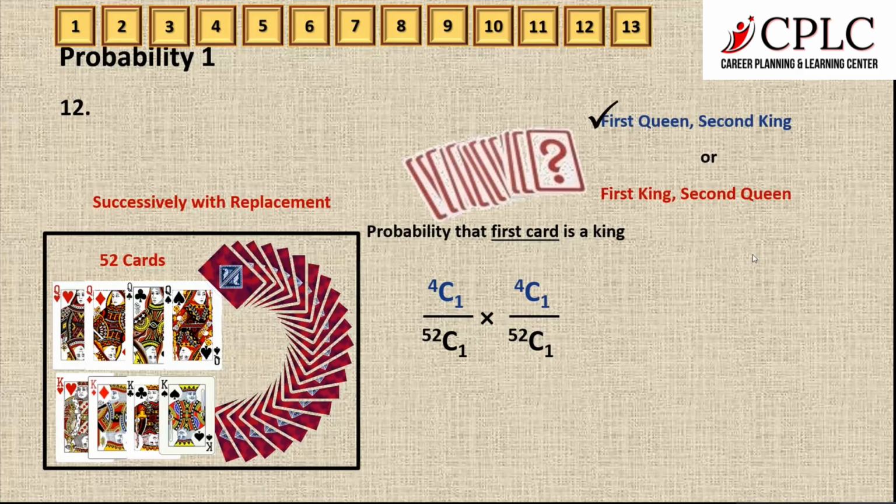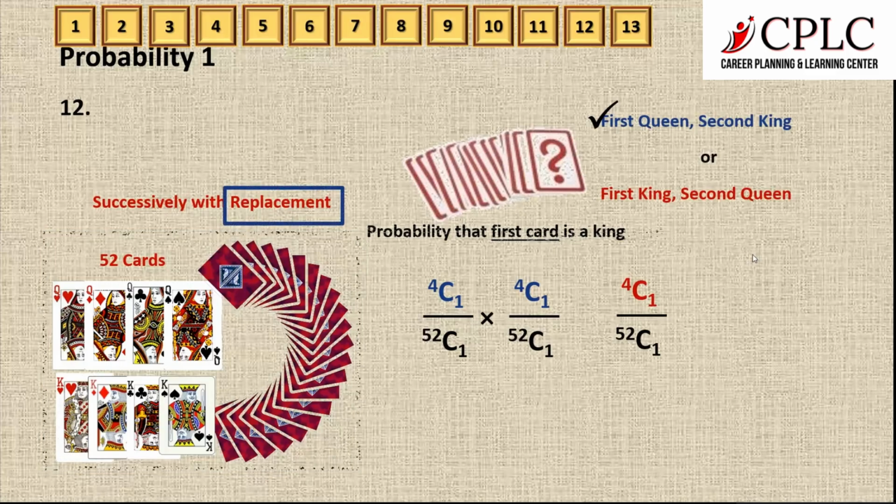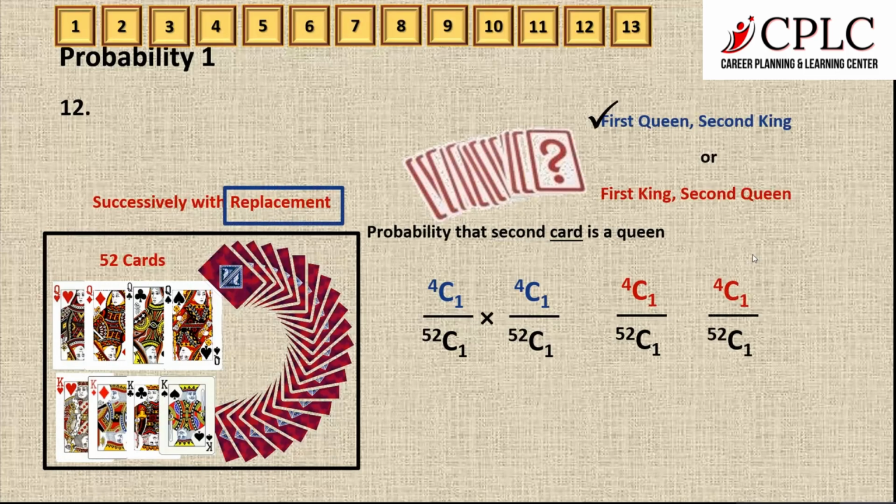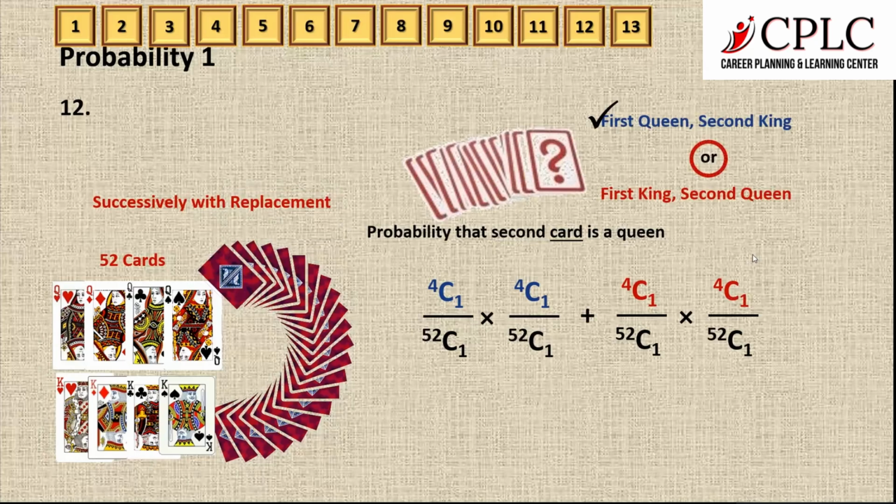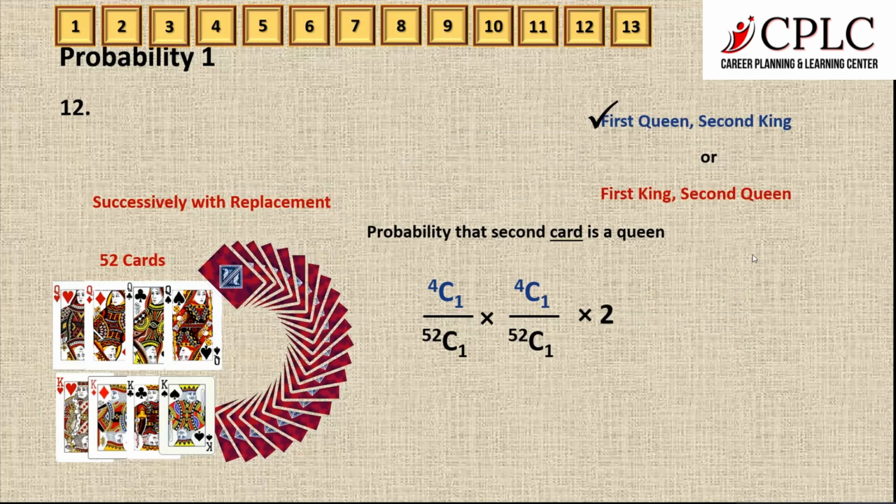To consider the next possibility, let us find the probability that first card is a king. It will not change, it will remain 4c1 upon 52c1 into 4c1 upon 52c1. And it's an or in between, hence plus will come. So it's basically 4c1 upon 52c1 into 4c1 upon 52c1 into 2, which is option 5.